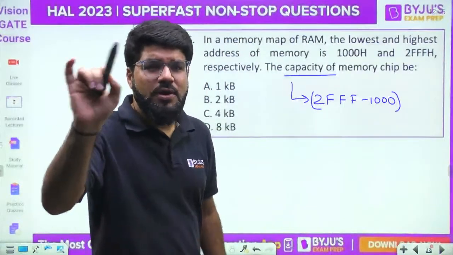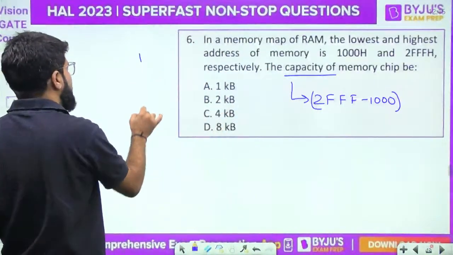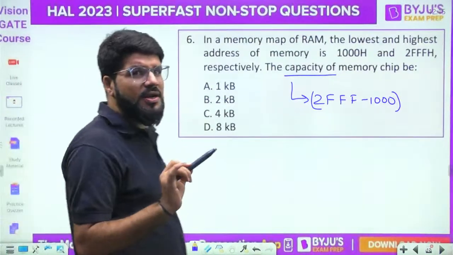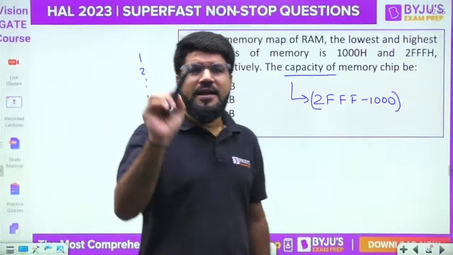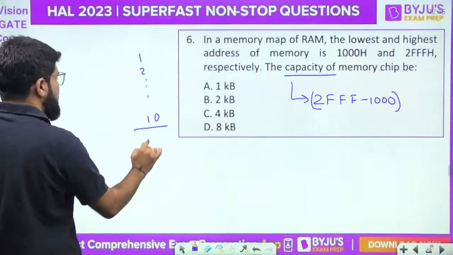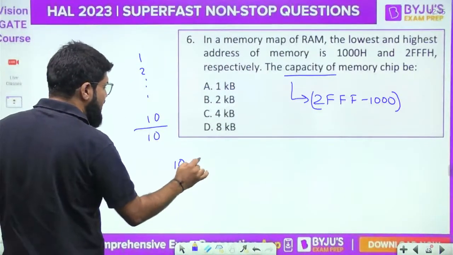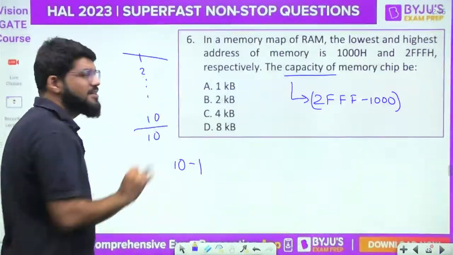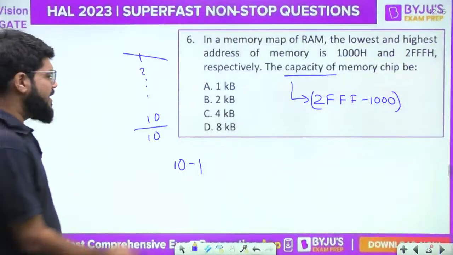Suppose there are addresses starting from 1 to 10. How many total addresses? There are addresses from 1 to 10, so we know that these are a total of 10 addresses. But do you write 10 minus 1? If you write 10 minus 1, you have discarded this one. Now you have subtracted it, and you get 9.